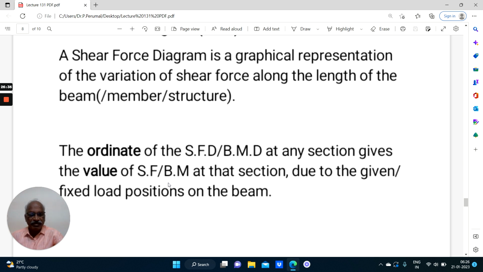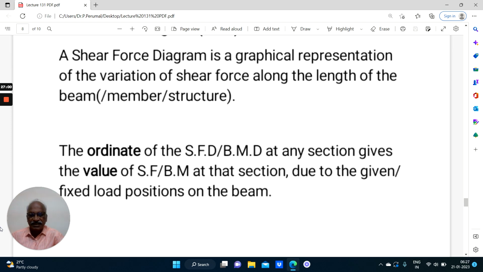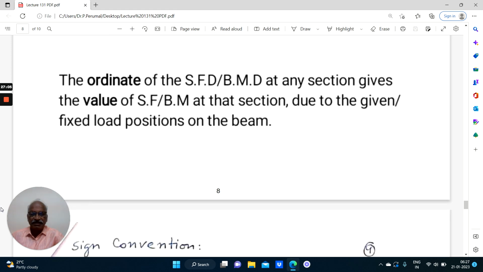Suppose we consider a beam of 10 meters length, at 4 meters, whatever we get in the shear force diagram will be the shear force at that section. Whatever ordinate we get at 4 meters from the left hand support will be the bending moment for that section. For that, we have to design the structure. The unfortunate thing is I didn't have diagrams like this. Anyway, we are going to discuss this topic throughout.